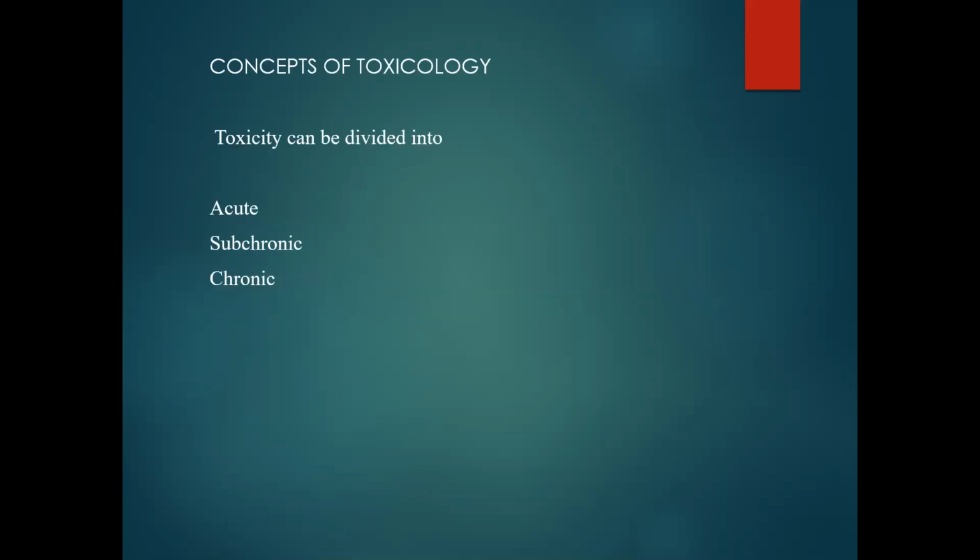Now we come to the concepts of toxicology. So toxicity can be divided into three types: the acute, the subchronic and the chronic. Now what is acute? Acute toxicity involves harmful effects in an organism through a single or short term exposure. So acute toxicity can happen within a single exposure and it requires a very short time to show its effect.